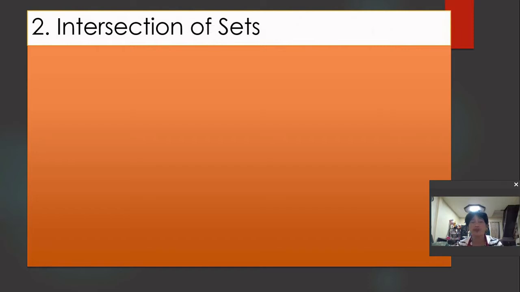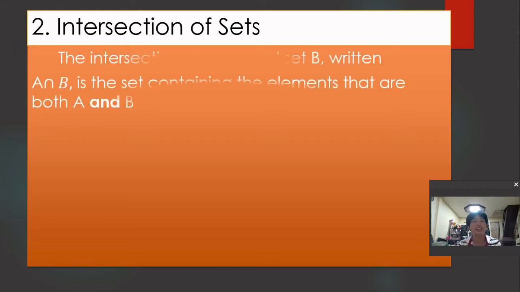Now, the second operation of sets is what we call the intersection of sets. Intersection. Do you have any idea what intersection is? Intersect. Okay. Now, to let you understand, focus on this video. The intersection of set A and set B, written A intersection B, is the set containing the elements that are both in A and B.